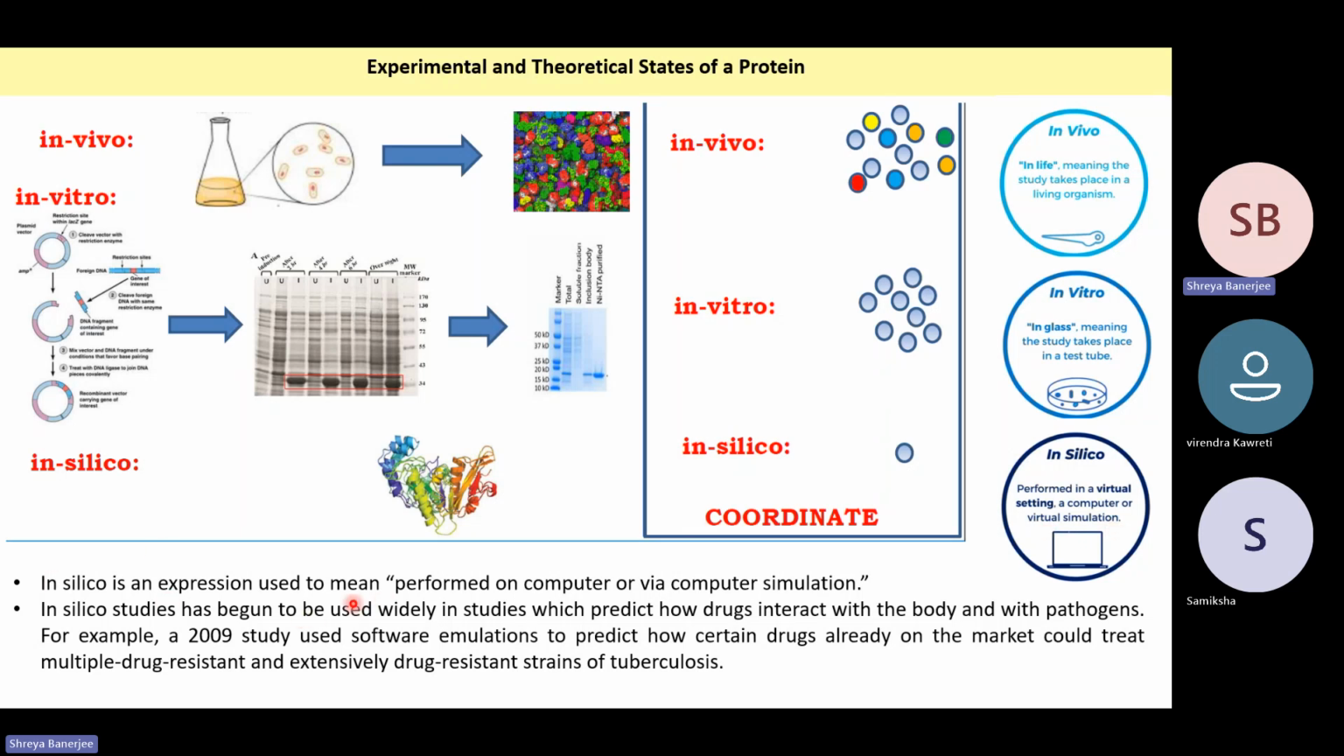In silico is an expression used to mean performed on a computer or via computer simulation. In silico studies have been used widely to predict how drugs will interact with the body and with pathogens. For example, a 2009 study used software simulations to predict how certain drugs already on the market could treat multiple drug-resistant and extensively drug-resistant strains of tuberculosis. This prediction was done completely by a computer.